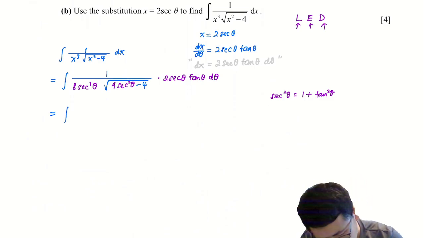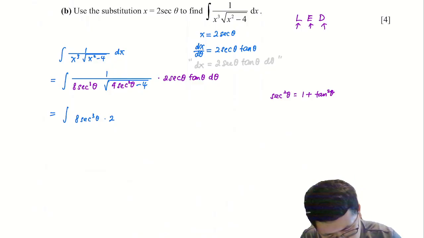Okay, so at the bottom being the same, secant cube theta. So 4, bringing out the square root, will give me 2. Square root of 4 is 2. And within the square root, I will have a tangent square over here.